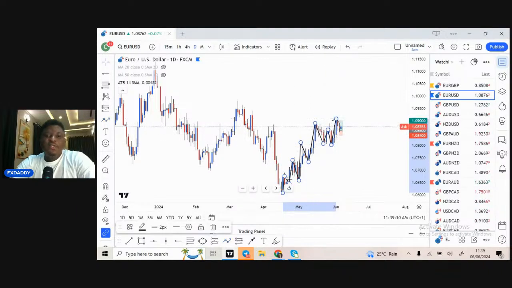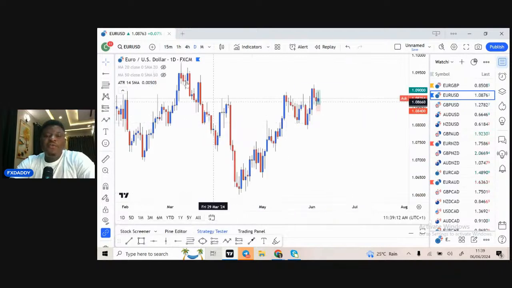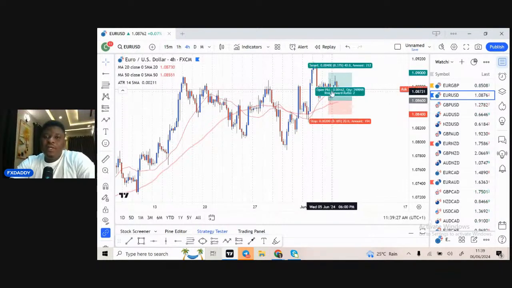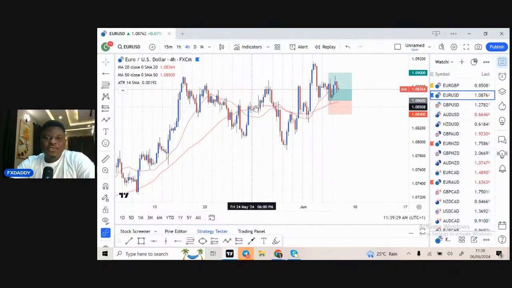So we're definitely looking for buying opportunities, and on the 4-hour time frame also we are still in an uptrend, higher highs, higher lows. And if we put a moving average confirmation, I'm very positive we will be trading both. As you can see, on the 4-hour time frame, we are still above the 50 moving average and the 20 moving average.